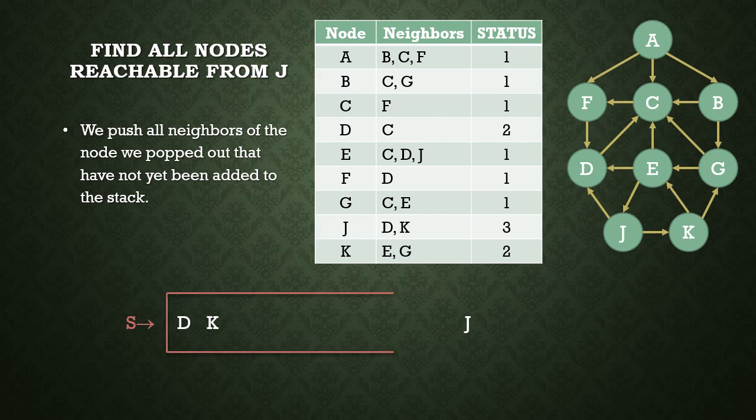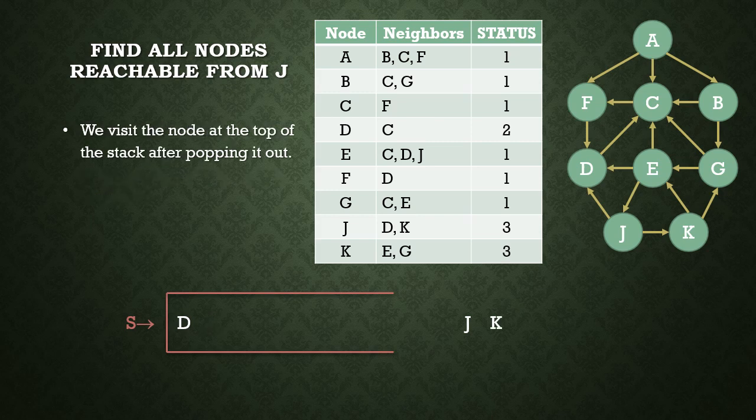We push all neighbors of the node we popped out that have not yet been added to the stack. J has 2 neighbors, D and K. So D and K are both pushed one after the other onto the stack. Their status variables become 2.